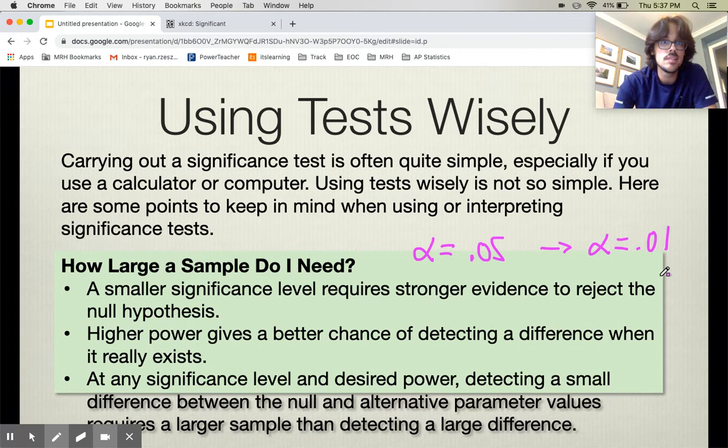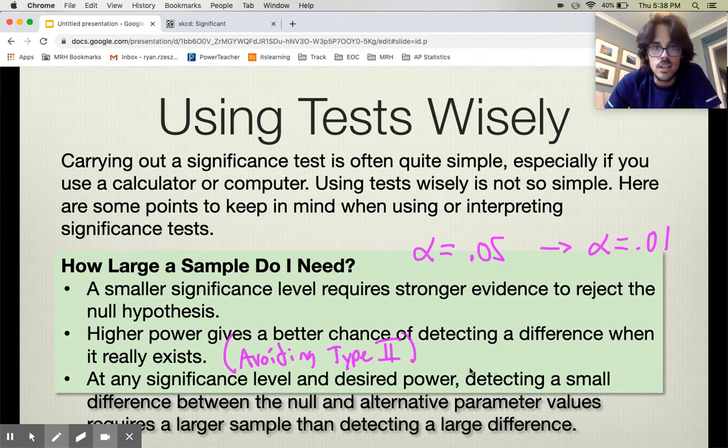On the other hand, we have power, and the idea of power, remember, is being able to detect a discrepancy. You want to notice a difference when it actually exists so you can avoid a type 2 error. So remember again, power is all about avoiding a type 2 error.